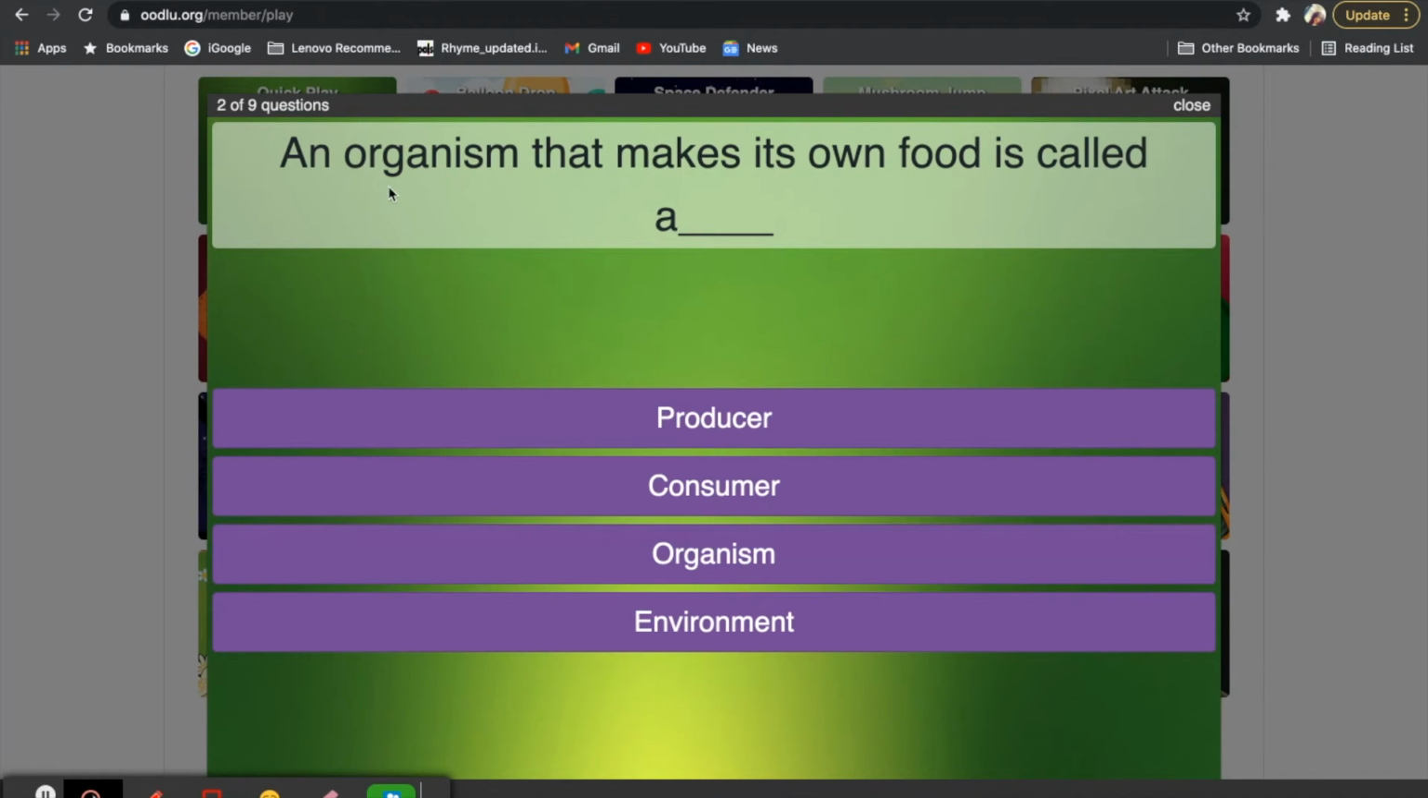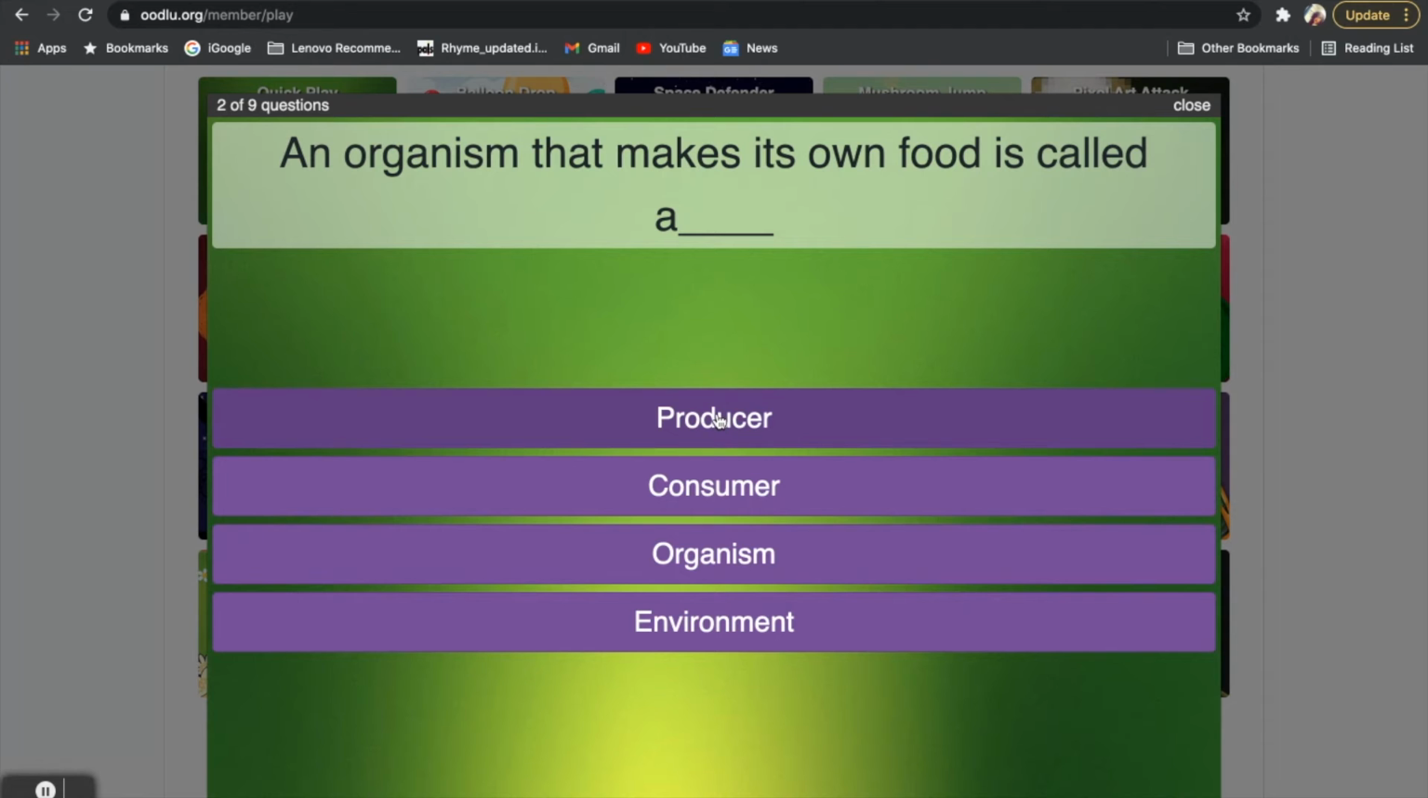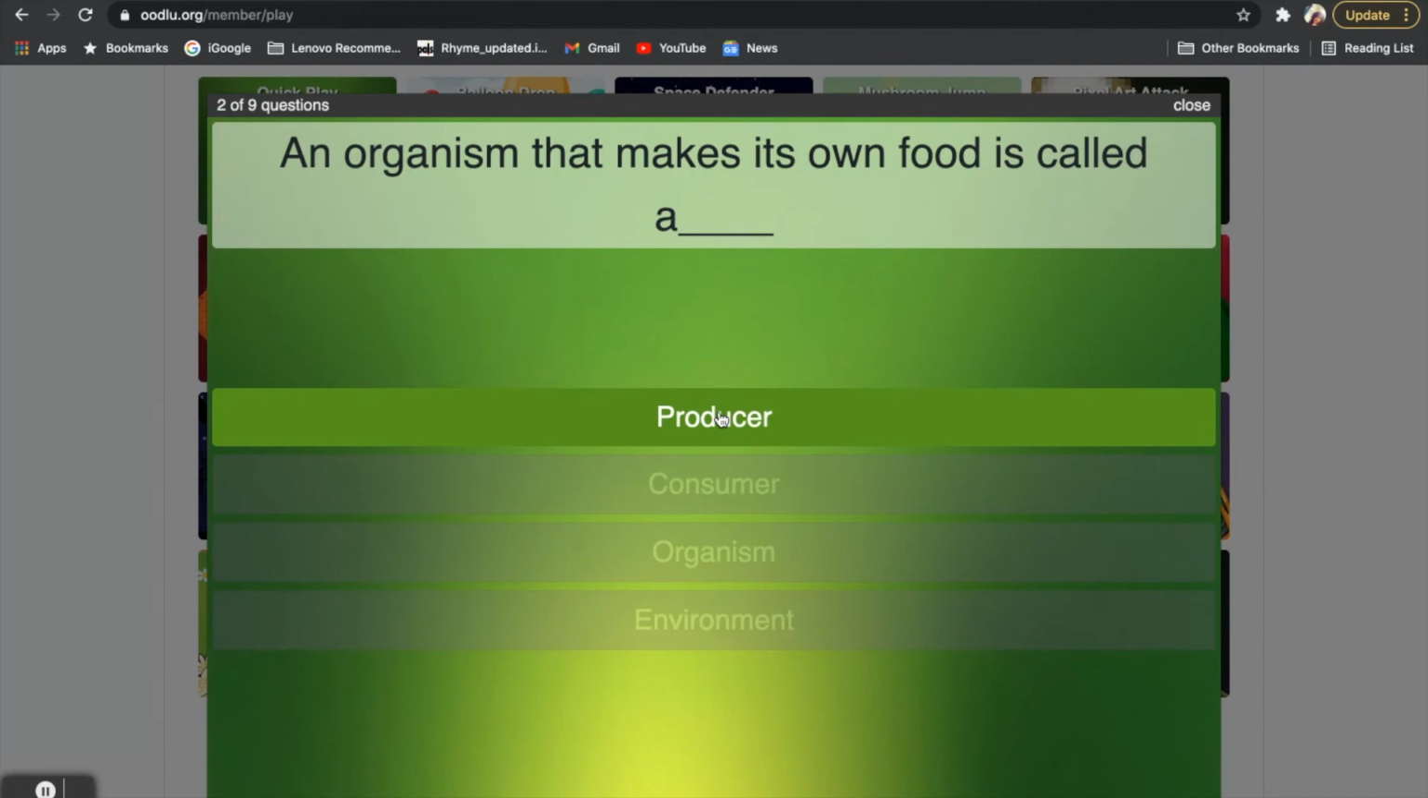Alright, question 2. An organism that makes its own food is called a producer, consumer, organism, or environment? Answer on Edpuzzle now. If you said producer, that is correct. A producer makes, or produces, its own food.